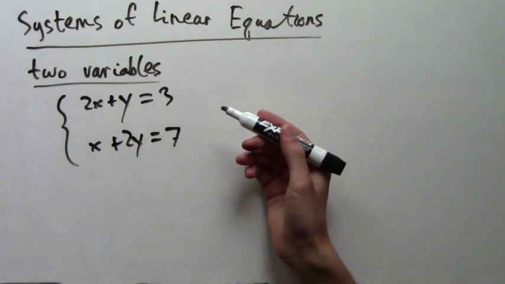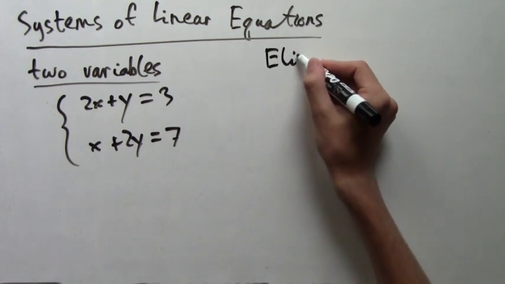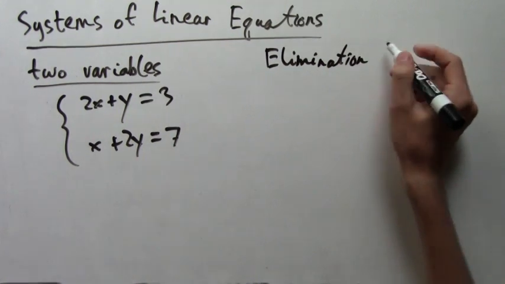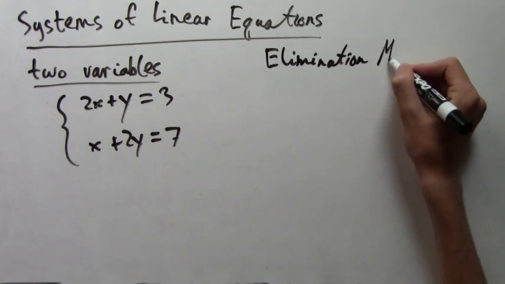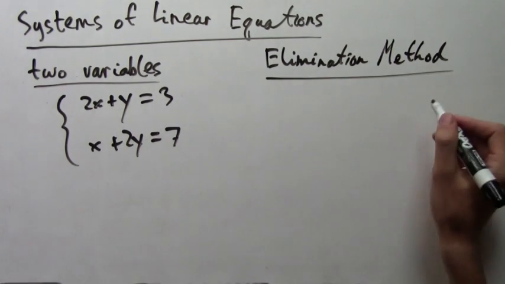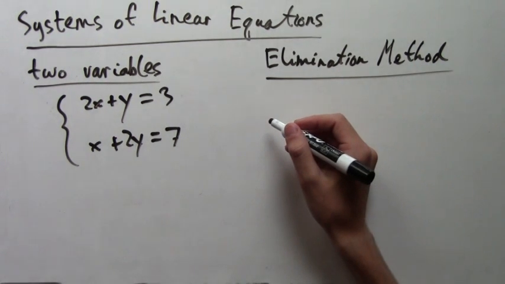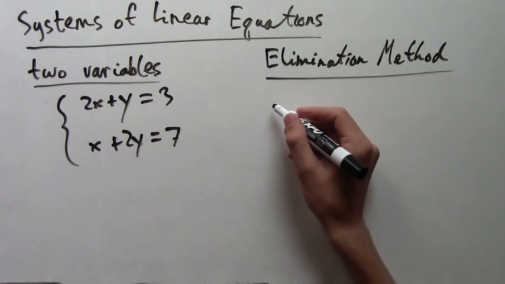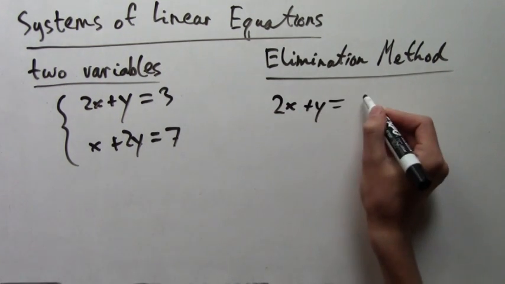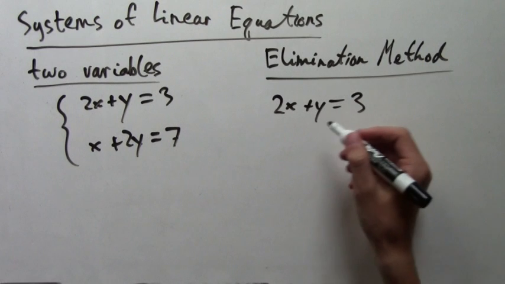For the substitution method, we would pick one of these equations and pick a variable and solve for that variable, plugging this into the other equation. But we're going to do the elimination method. In the elimination method, we add one of the equations to the other, or subtract, in such a way so that we can eliminate one of the variables.